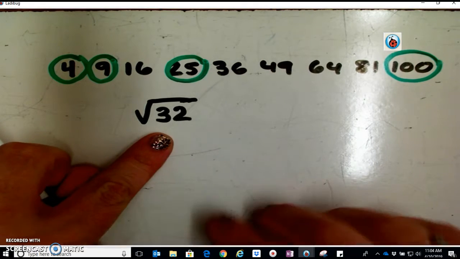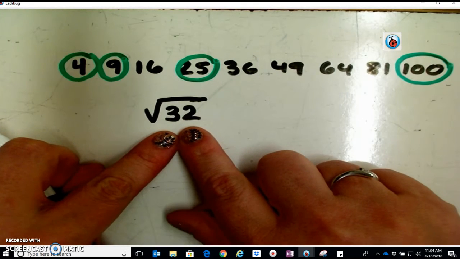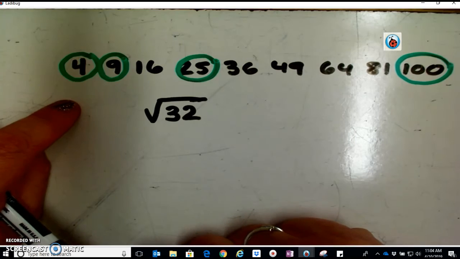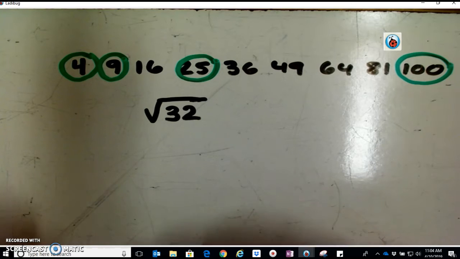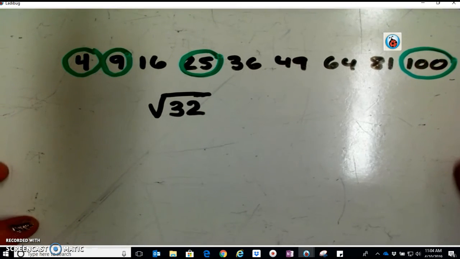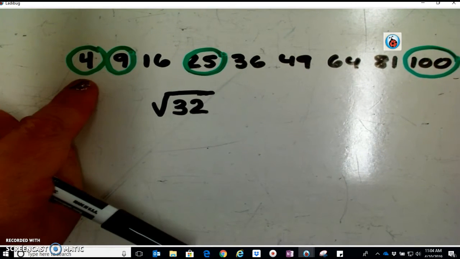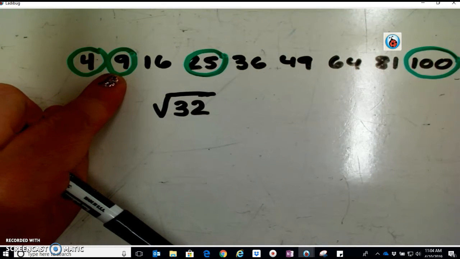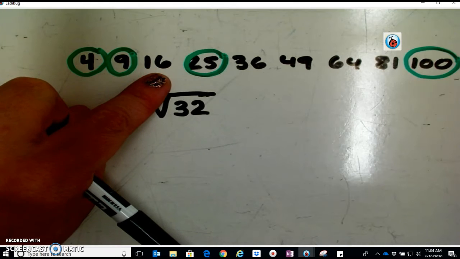So if I'm looking here at 32, I could take a look at my whole list and ask, thinking about my perfect squares, what's the biggest perfect square that would go into this? Well, 4 does go into it. Is there a bigger one? Does 9? No. 16? Why, yes, it does.